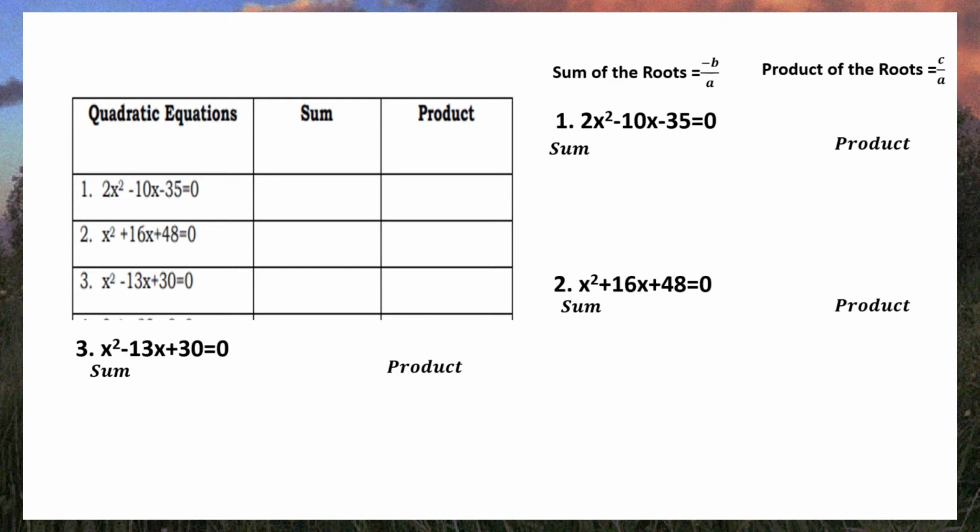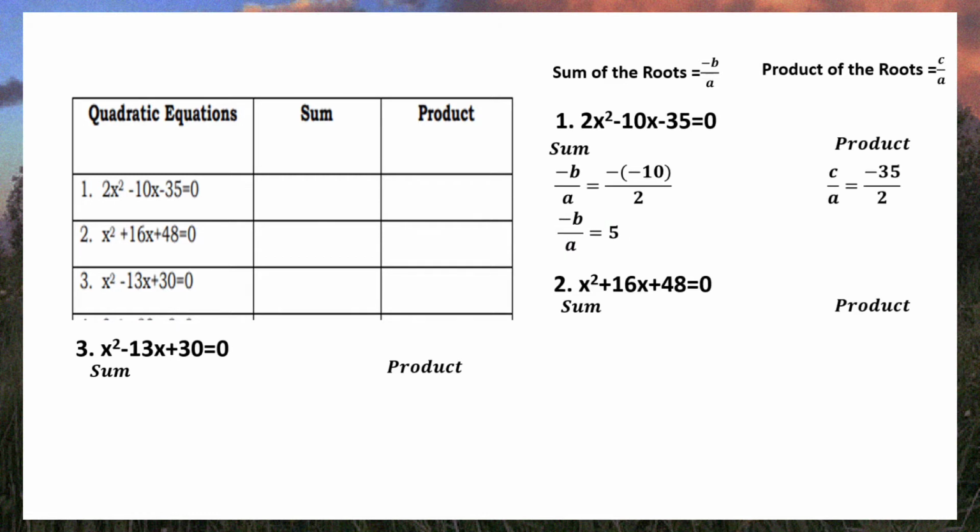So let us now try to figure out what will be the sum of the roots of 2x squared minus 10x minus 35 equals 0. So the value of b here is negative 10. So that will be negative times negative 10, because the original formula is negative b. So ipalit lang natin si negative 10 dun sa b. And then our a is 2. And negative times negative is positive. So that will be 10 divided by 2, that is 5. So our sum, yung sum of roots natin ay 5 for number 1.